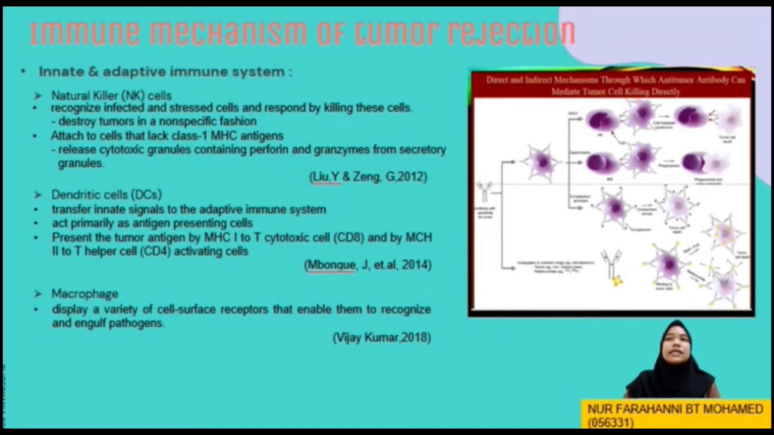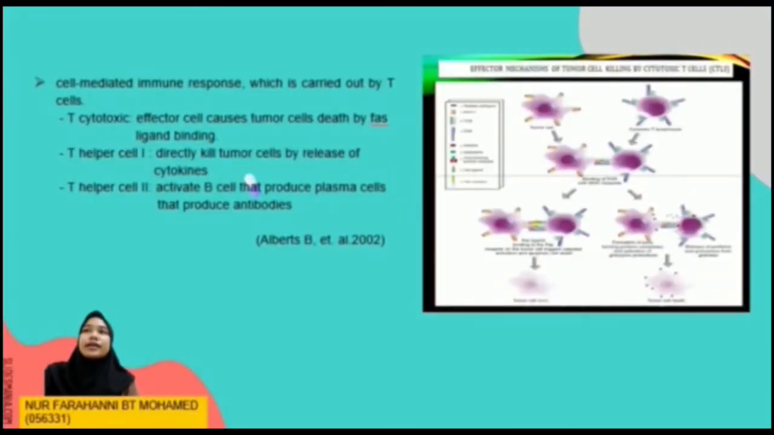Then, the macrophage acts by displaying a variety of cell surface receptors that enable it to recognize and engulf pathogens through the opsonization process. Lastly, cell-mediated immunity, which is carried out by T cells, consists of T cytotoxic and T helper cells.